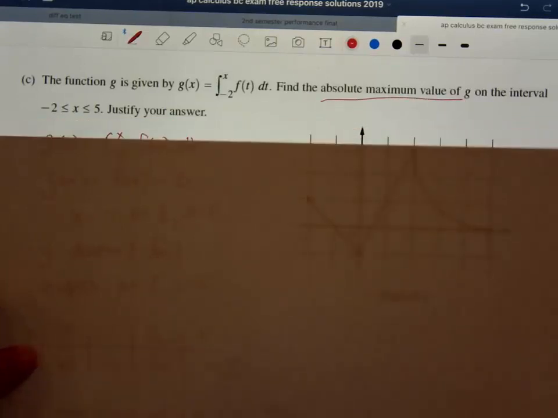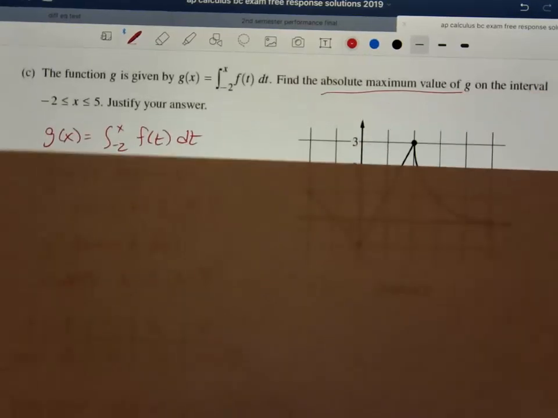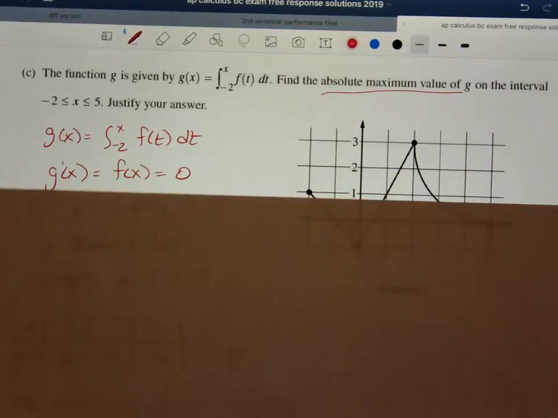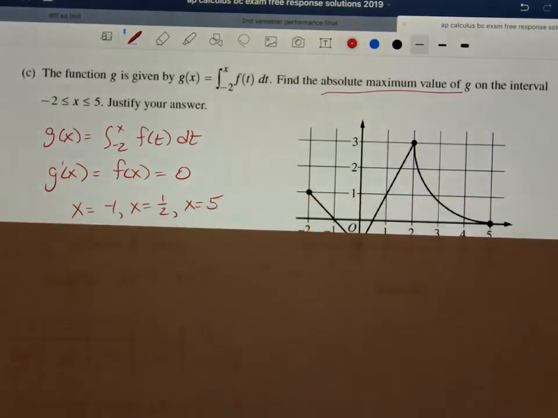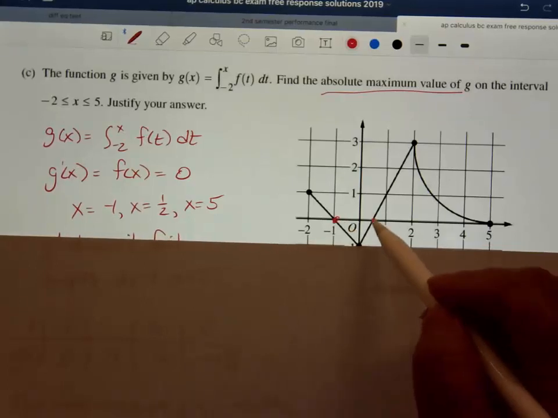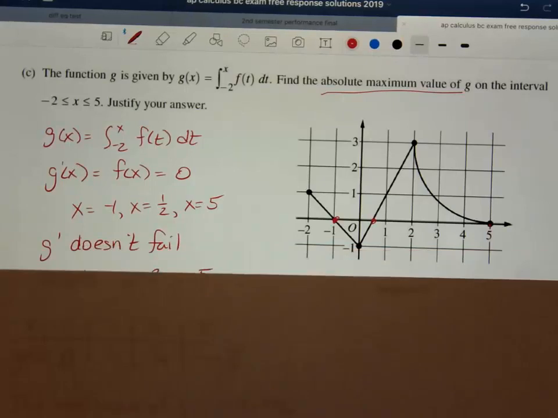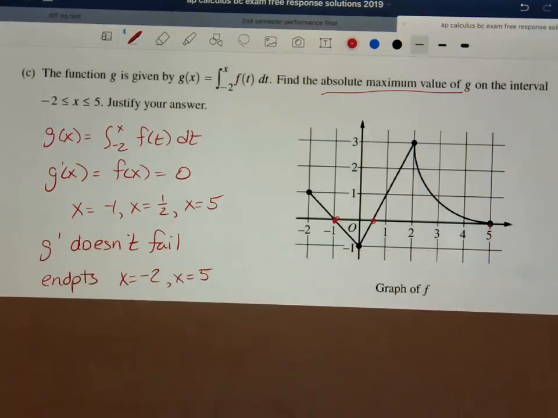So I went ahead and brought over a copy of the graph. So g is that function. So g prime is equal to f of x, which you're supposed to set equal to 0. And if you look at the graph, you will notice that it equals 0 at -1, 1/2, and 5. So those are your 3 critical points from there. G prime does not fail. There are no holes in the graph of g prime, which is f.